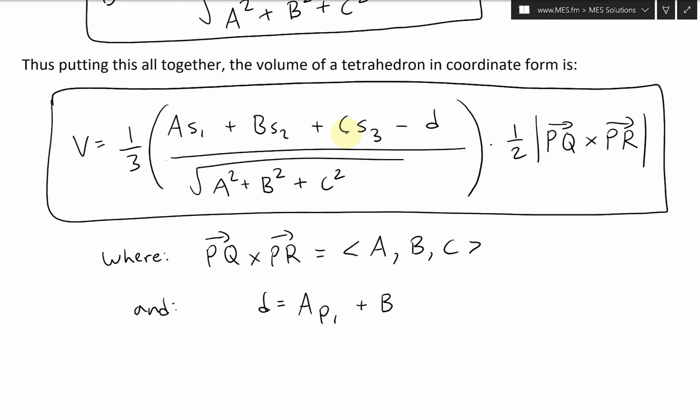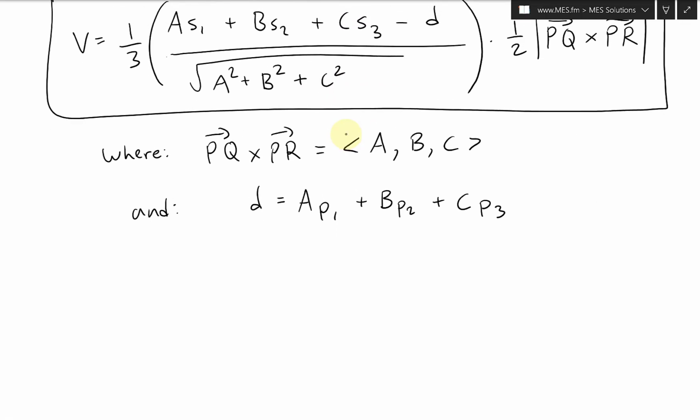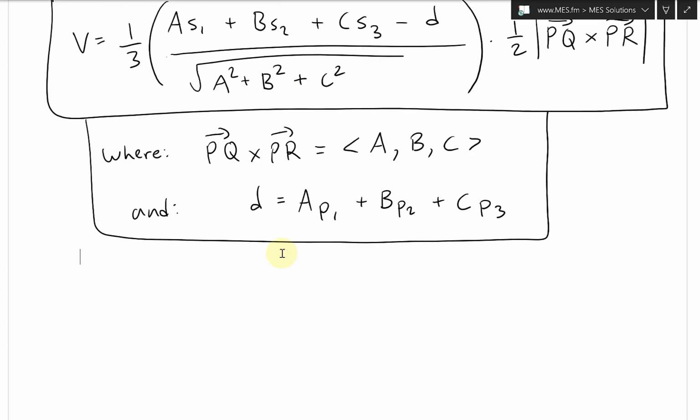P1 plus, for our case, B, P2 plus C, P3, like that. So that is our D. And we can illustrate this by, actually before that I'm going to box this in. So this is part of this equation. So this throws it all inside.